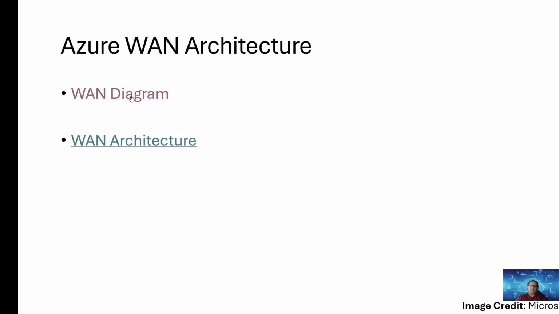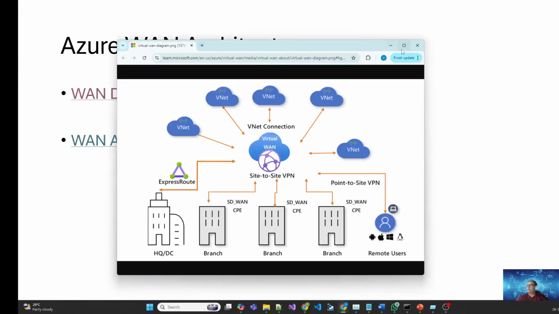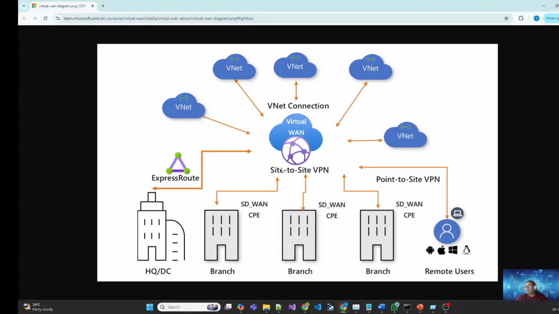So, the Microsoft site diagram of WAN, let me pull it here. This is how your WAN diagram looks. Let's say you have multiple branches here, you have headquarters in some other place and some other region, and you have remote users using a point-to-site VPN. So basically, you have site-to-site, point-to-site, ExpressRoute, virtual networks, these types of resources, and people accessing from here.